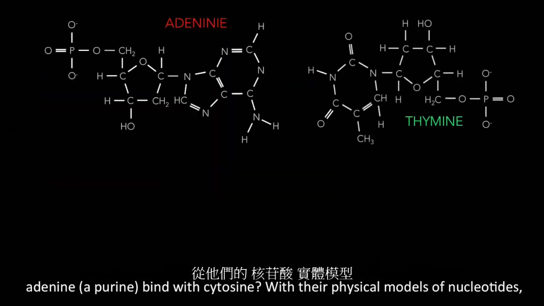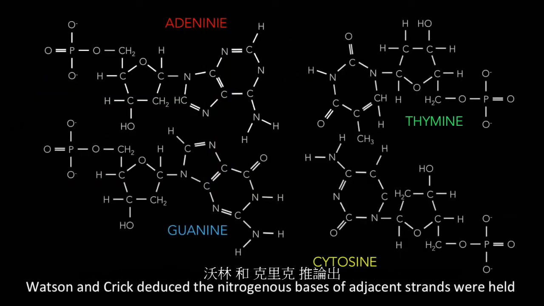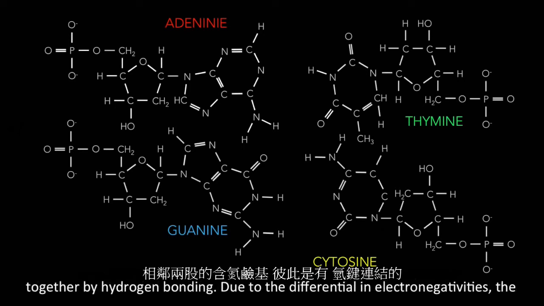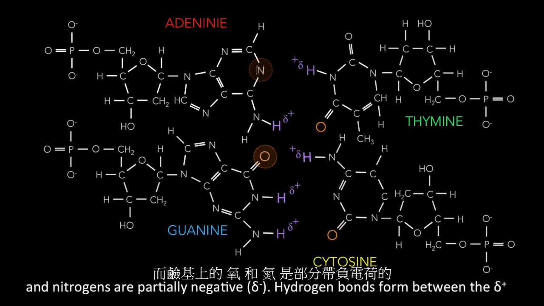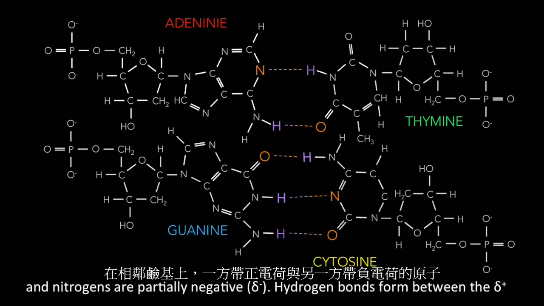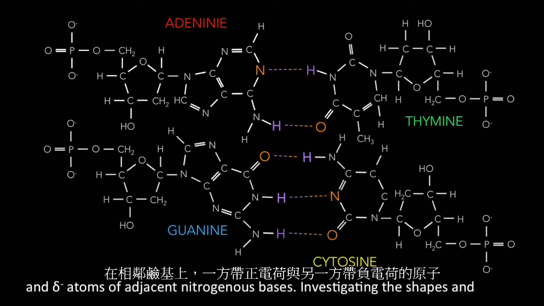With their physical models of the nucleotides, Watson and Crick deduced that the nitrogenous bases of the adjacent strands were held together by hydrogen bonding. Due to the differential in electronegativities, the hydrogens of the nitrogenous bases are partially positive, and the oxygens and nitrogens are partially negative. Hydrogen bonds form between the partially positive and partially negative atoms of adjacent nitrogenous bases.